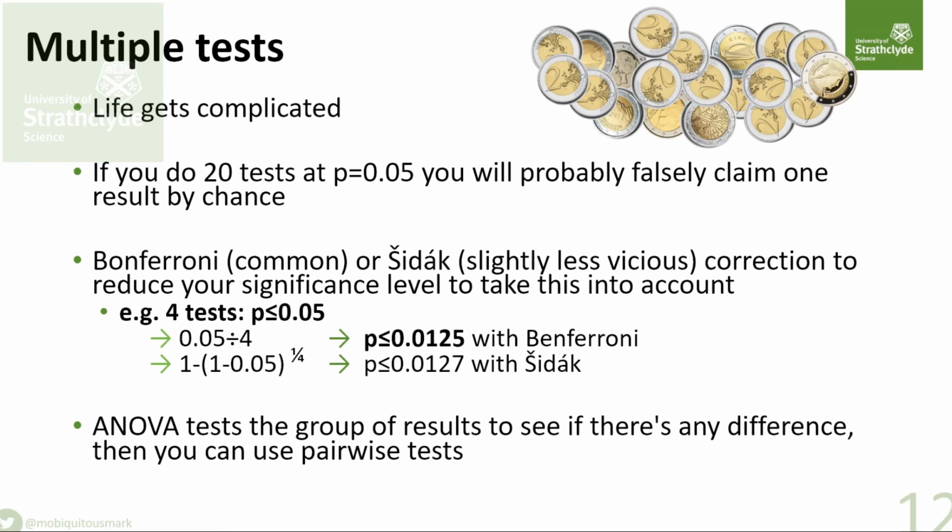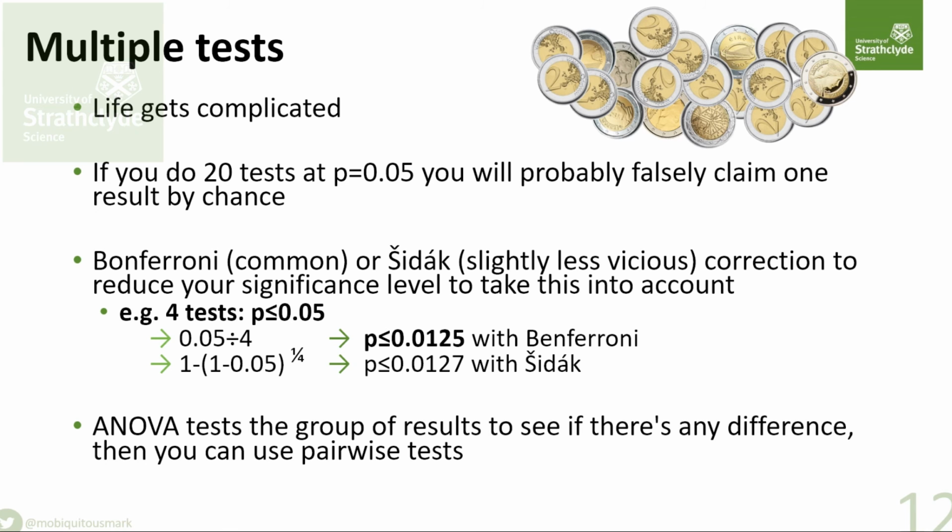Life gets more complicated if you're doing multiple tests. The basic problem is if you do 20 tests with a probability of 0.05, the chance is that you will claim a false result one of those times. Because there's under a 5% chance that it's the same, so we'll conclude it's different. But it's under 5%, so if you run 20 tests, the chances are against you actually. In one of those cases, you'll tell a falsehood.